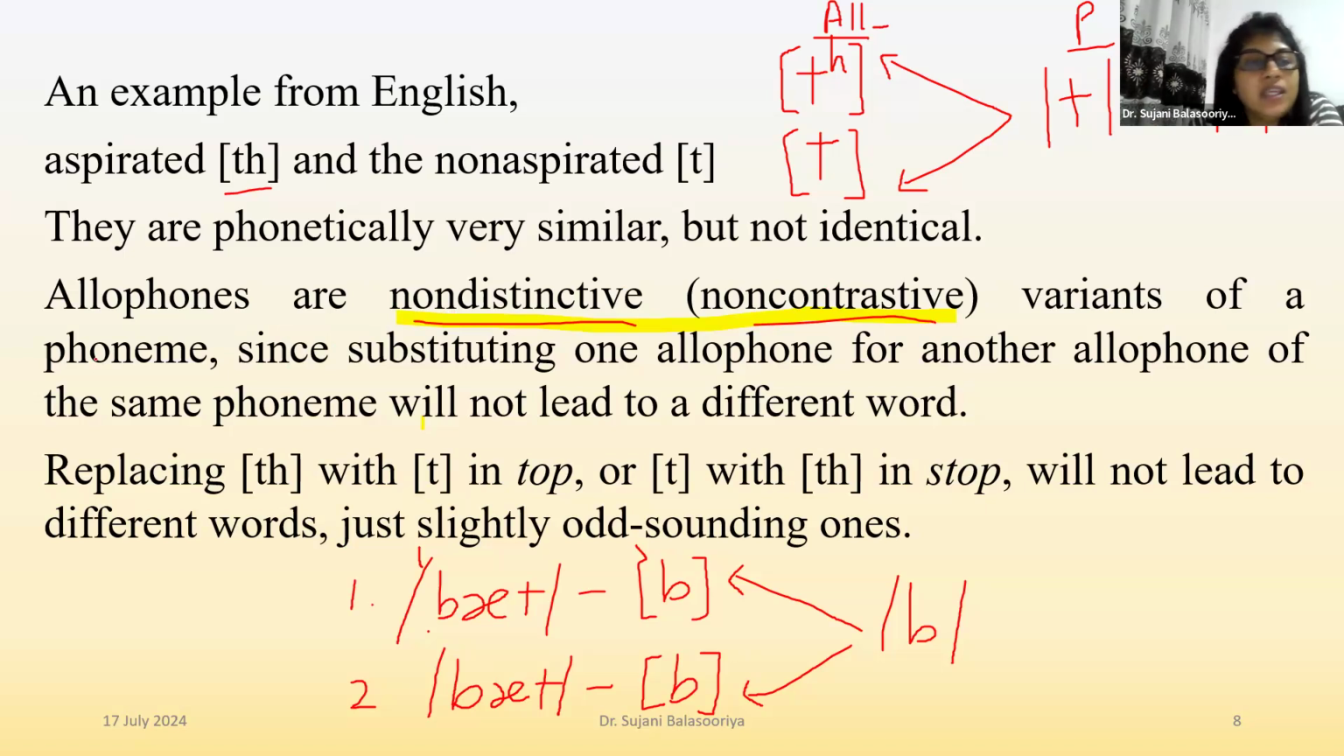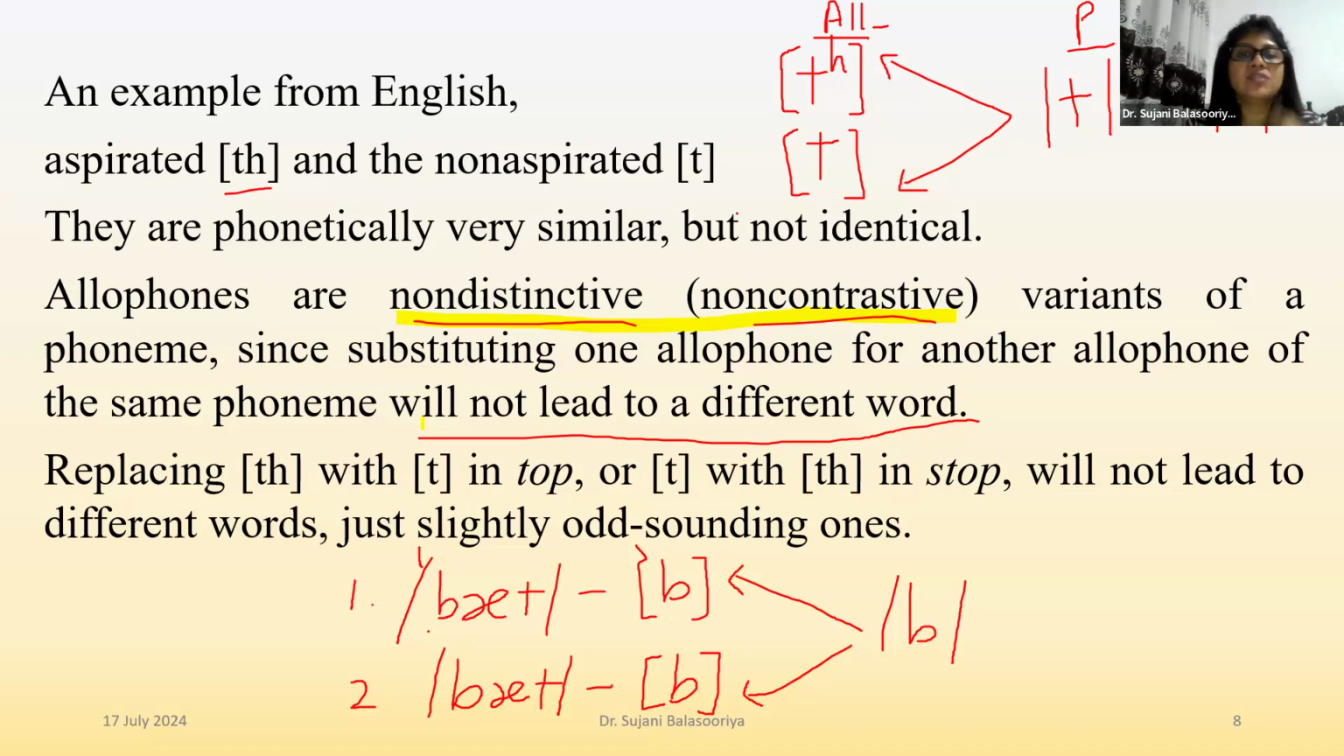Okay, variants of a phoneme. Then allophones are non-distinctive variants of a phoneme, since substituting one allophone for another allophone of the same phoneme will not lead to a different word, which means it will not change the meaning of the word. So replacing aspirated t with unaspirated t in top or stop will not lead to different words, just slightly odd sounding ones only.